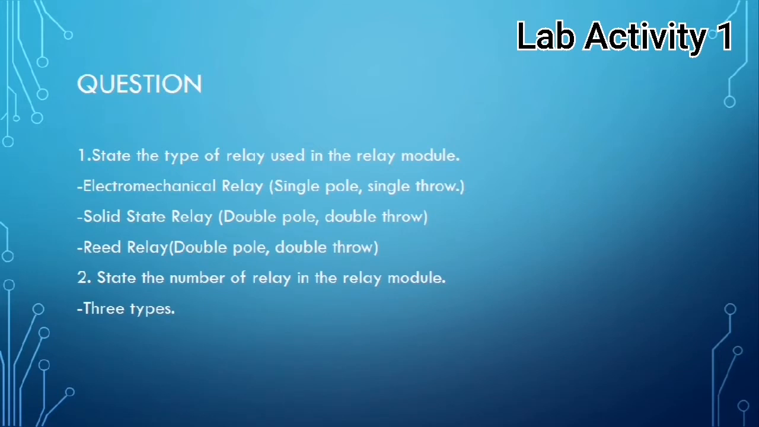Okay, for the questions for task 1, question number 1, state the type of relay used in the relay module. There are three types of relay, which are electromechanical relay, single pole and single throw. The next one is solid state relay, double pole, double throw, and the last one is reed relay, double pole, double throw. Question number 2 is state the number of relay in the relay module. There are three types of relay in the relay module.